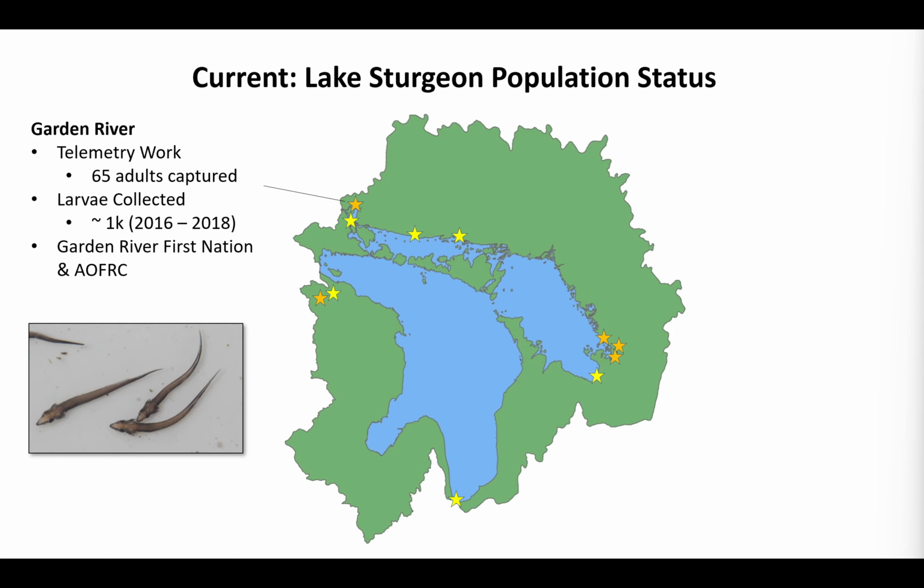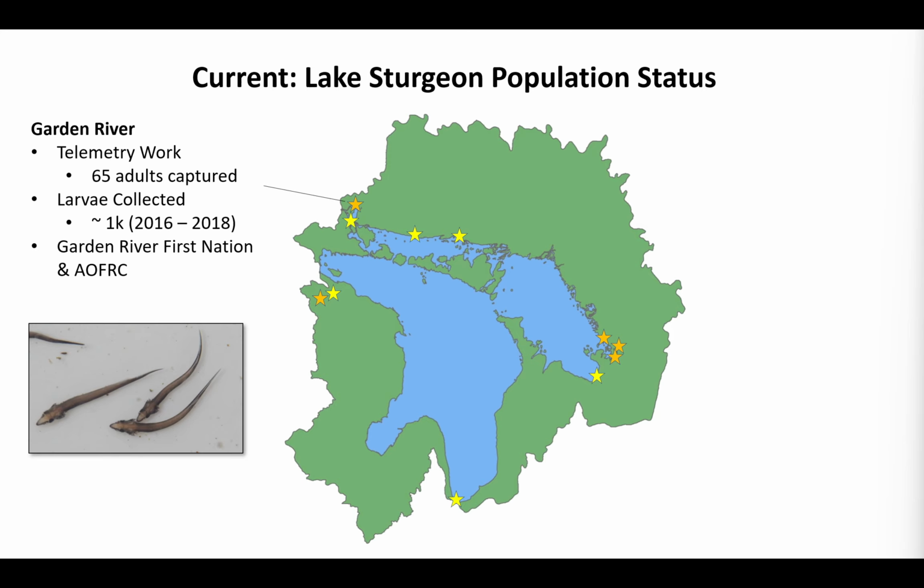So the first one I wanted to talk about today was the Garden River. In work that was conducted in 2016 to 2018, there were 65 adult sturgeon captured, primarily near the mouth of the Garden River in the St. Mary's River, North Channel area. And 59 of those fish received acoustic transmitters. That work was done by the Garden River First Nation and AOFRC.